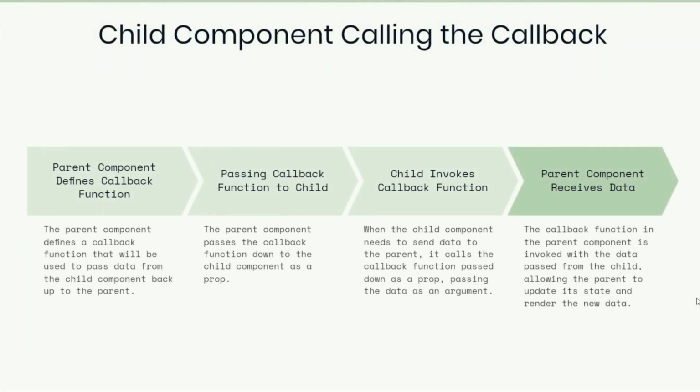So to recap, the parent defines a callback function. The parent component passes the callback function to the child via props. In the child component, at some point, it will call or invoke that callback with the data that it would like to pass back. In the parent component, it will realize that the function has been invoked or triggered, and it'll receive the data just as you would pass in a normal function parameter.